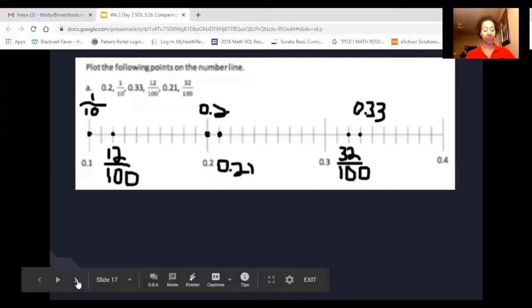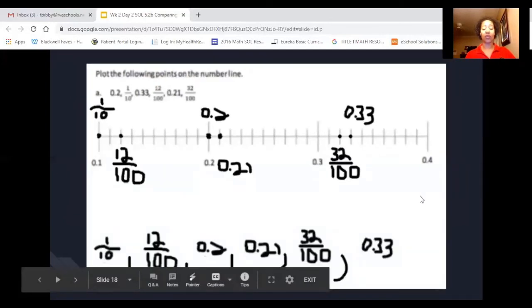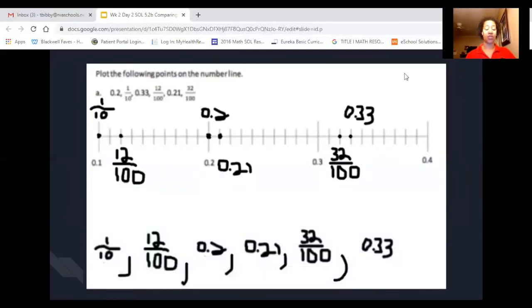All right, great job. I wanted to also show that I had written the fractions and decimals, actually pull them off the number line and put them in order so that you can see them, being that we wrote some on top and some on bottom. So we have our 1/10, that's the least, which is less than 12 hundredths, which is less than 2/10ths, which is less than 21 hundredths, which is less than 32 hundredths. And the greatest of all of our decimals and fractions is 33 hundredths.